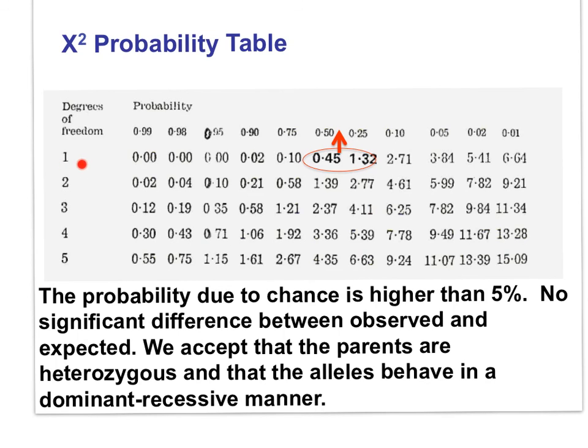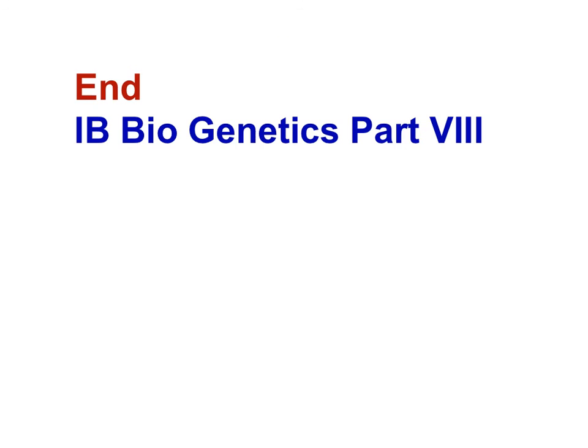We enter the table on row 1 to 0.607. We come up to determine that the probability due to chance is higher than 5%. There is no significant difference between observed and expected values. We accept the experimental hypothesis that the parents are heterozygous and that the alleles behave in a dominant recessive manner. And that brings us to the end of IB Biogenetics, Part 8.